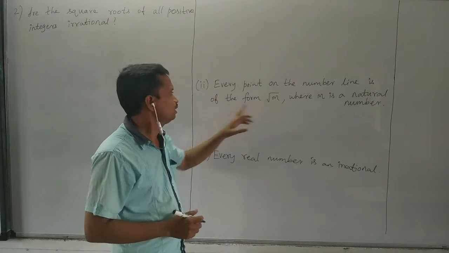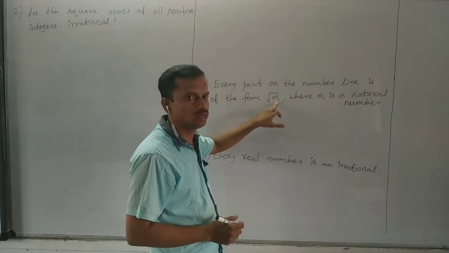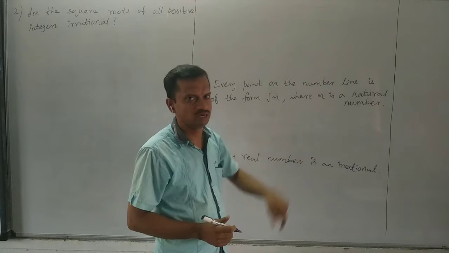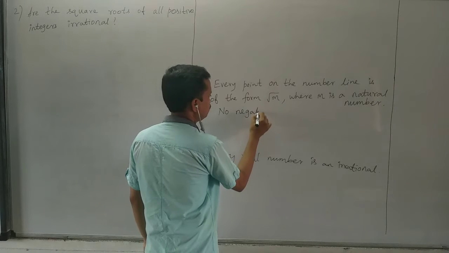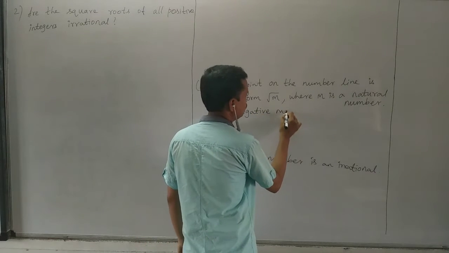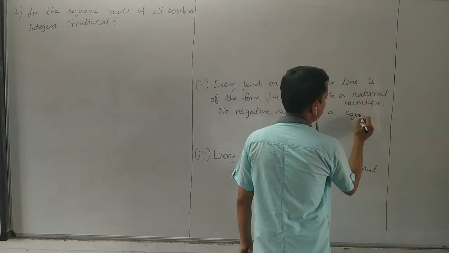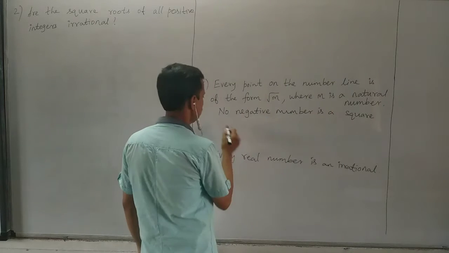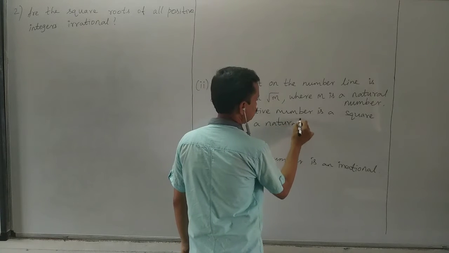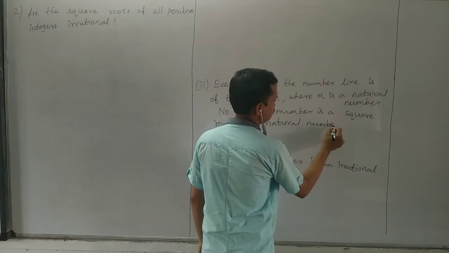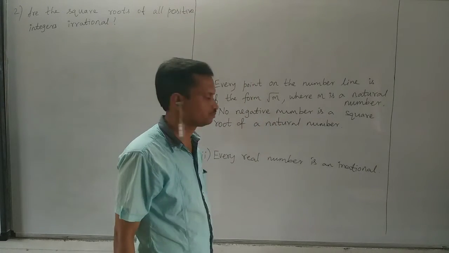Now coming to the second question. Every point on the number line is of the form root m, square root of m. But inside the root m is there. M is a natural number, it is given in the question. So no negative number is a square root of a natural number.